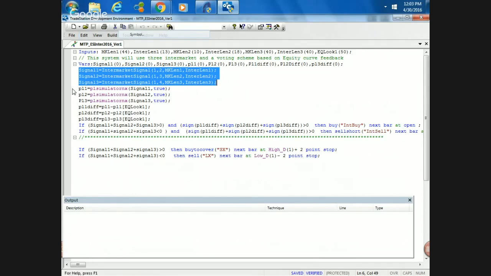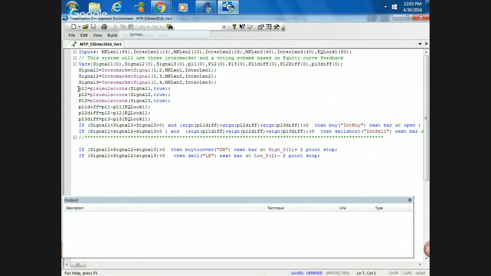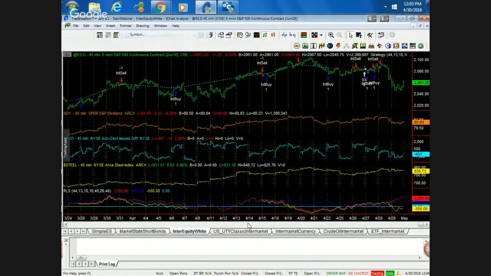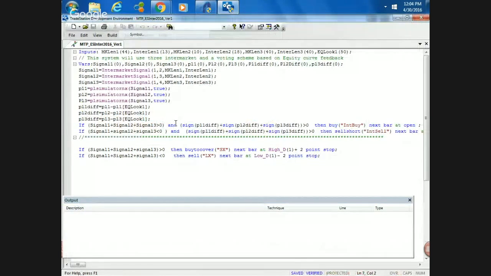Now this is part of the equity curve feedback tool. You pass in the signal, which is going to be long or short, one or negative one. True means use open trades, and this gives you back an equity curve. So those are simulating trades. I'm tracking these equity curves down here in an indicator. Those are your three different equity curves in those three different colors on that last chart, three different equity curves of three different intermarkets.